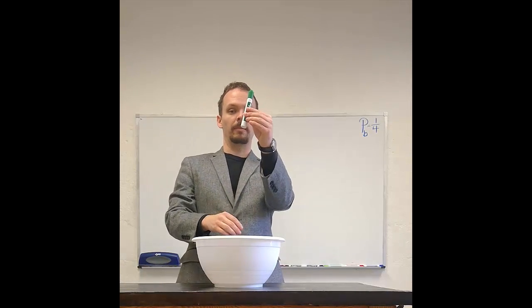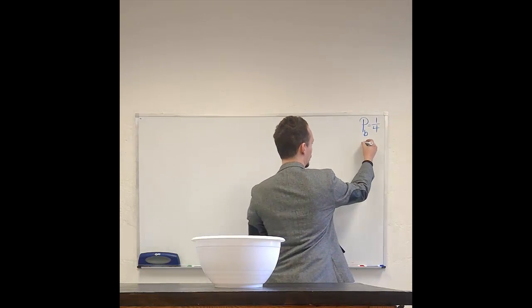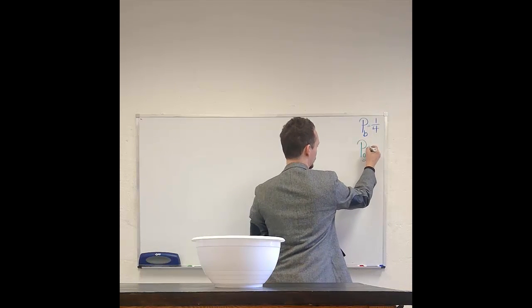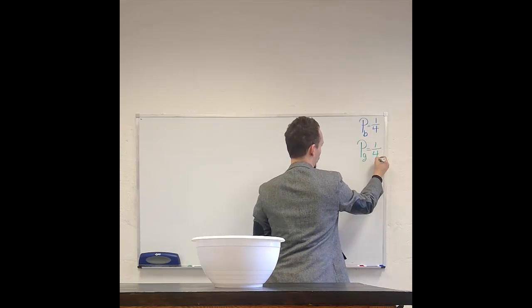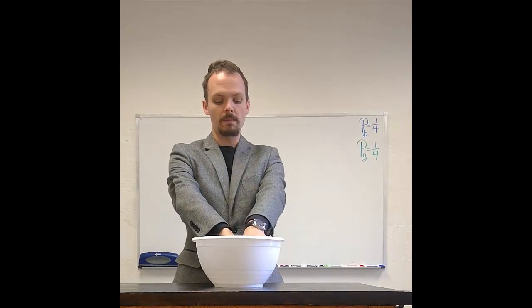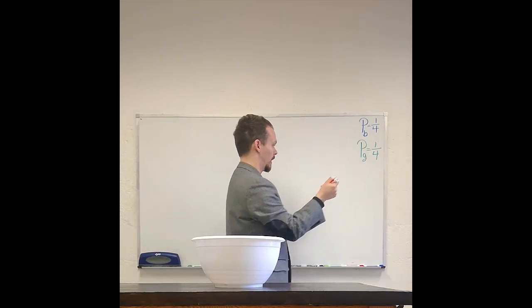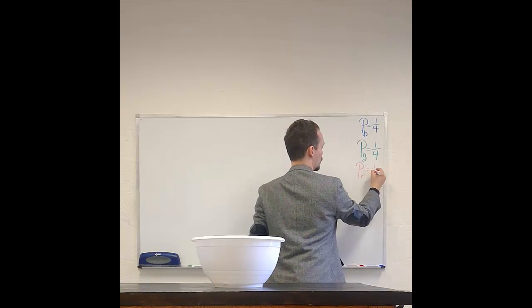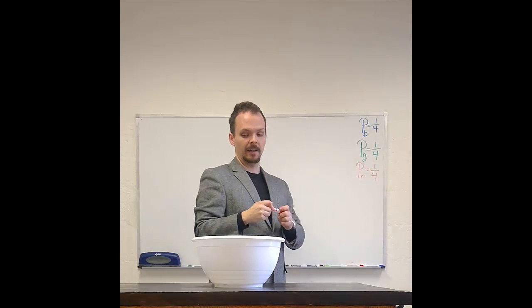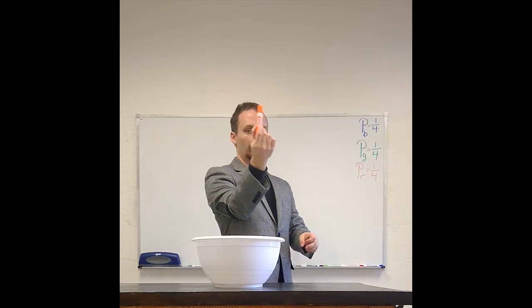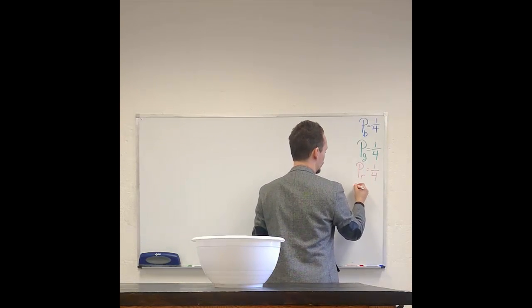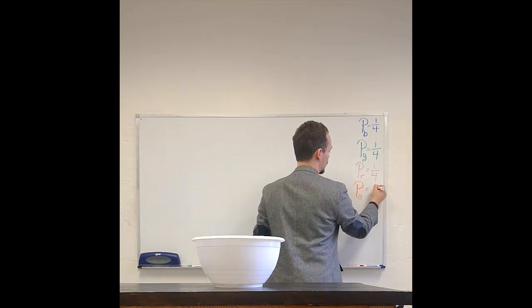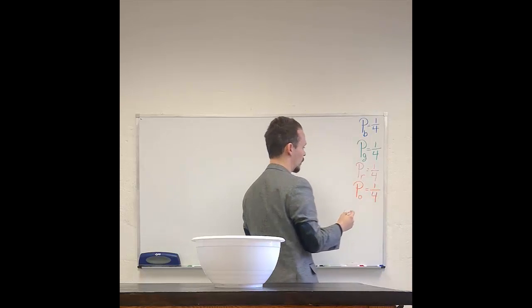Similarly, the probability of me pulling out the green, P sub G, is 1 out of 4. The probability of me pulling out the red, also 1 out of 4. And finally, the probability of pulling out the orange marker, P sub O, is 1 out of 4.